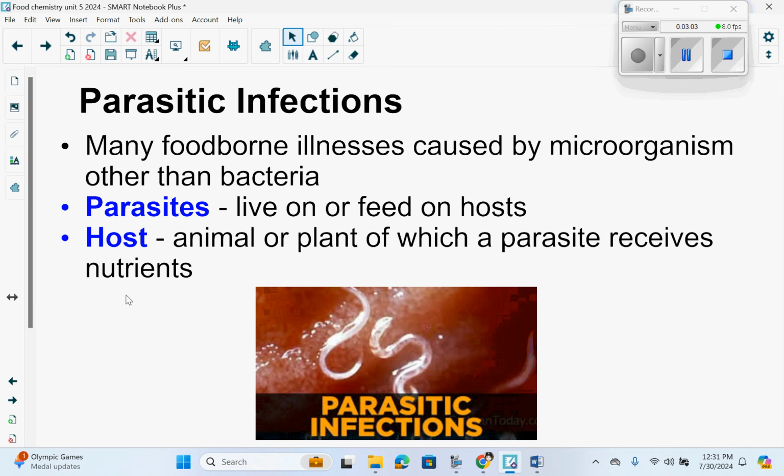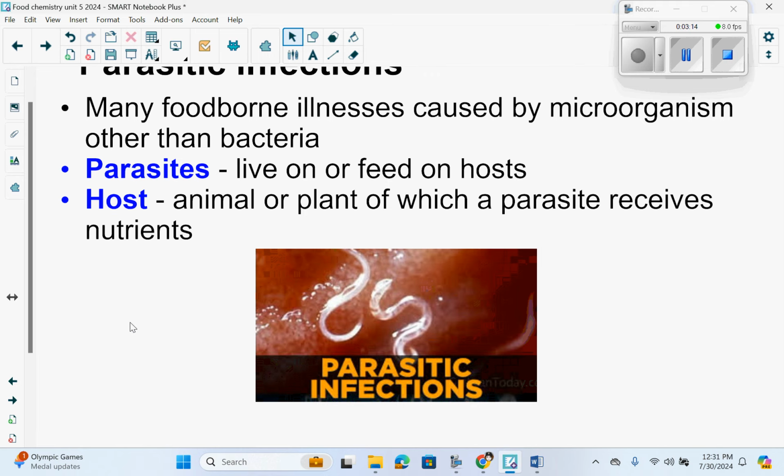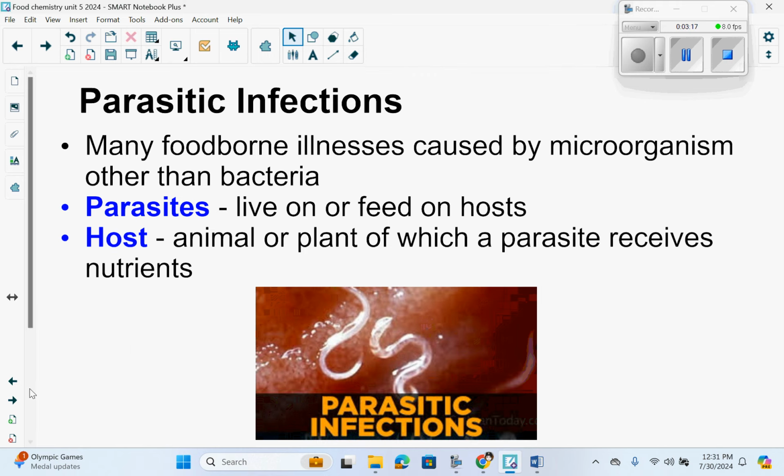All right, parasitic infections. Many foodborne illnesses are caused by a microorganism other than bacteria. Parasites live on or feed on hosts, and the host is the animal or plant of which a parasite receives the nutrients.